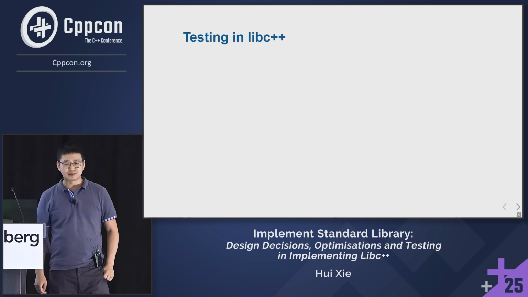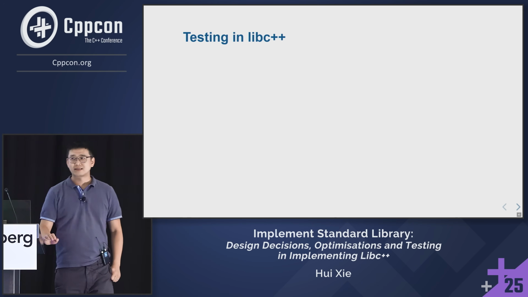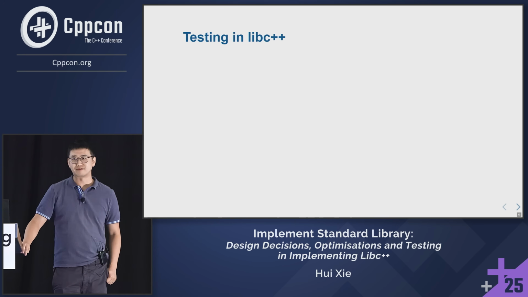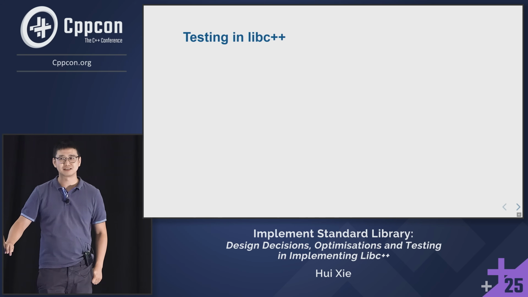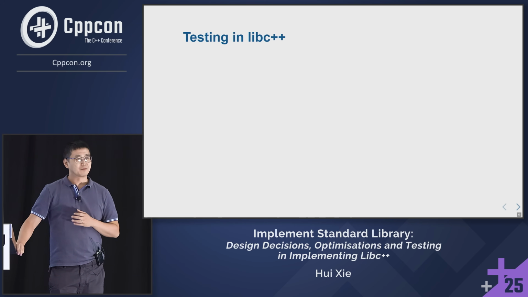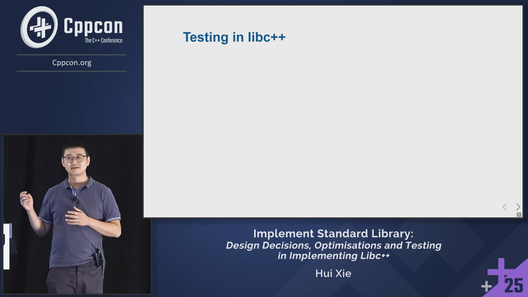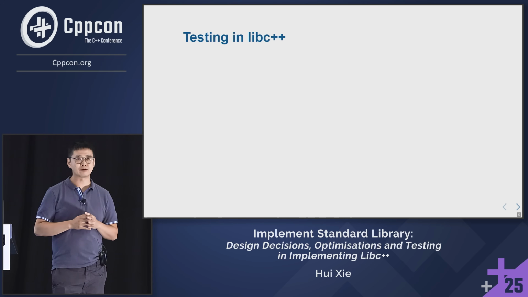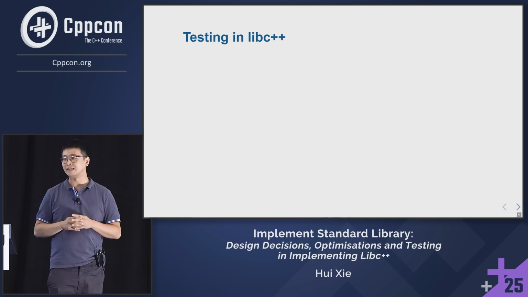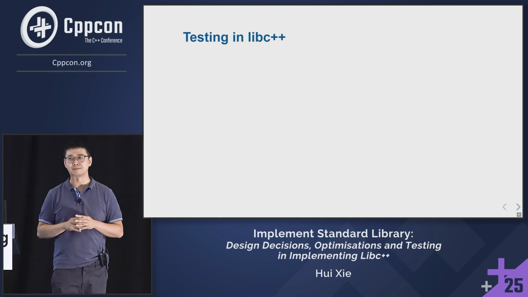So now I'm going to move the topic into testing. Testing the standard library is quite different from testing application code. Because for the standard library implementation, we have a very, very, very clear spec, that is the standard spec, and there are very clear requirements. And also the risk of having a bug is too high. We cannot change our ABI. We have to maintain our ABI stability.